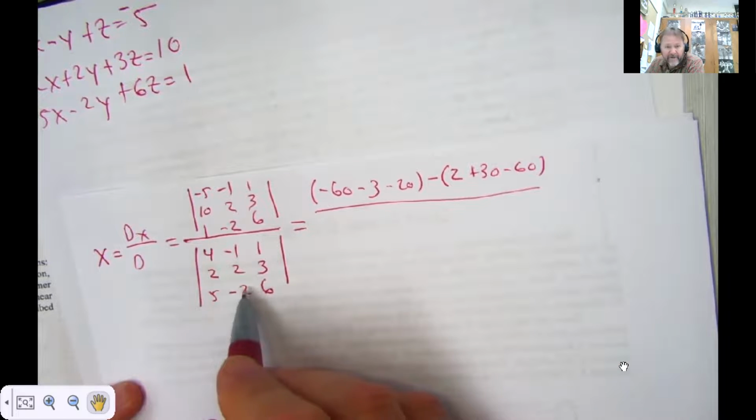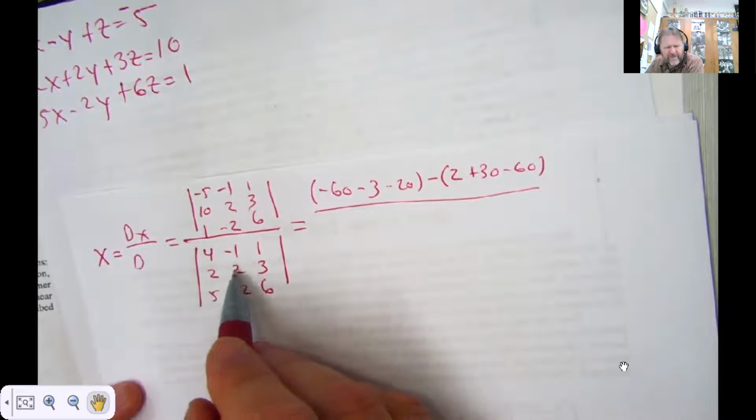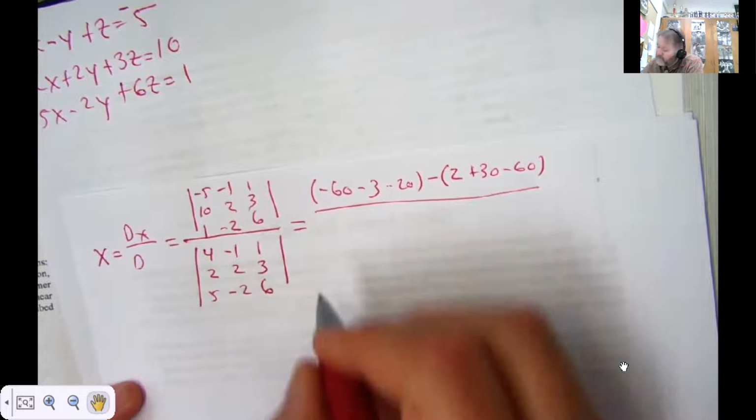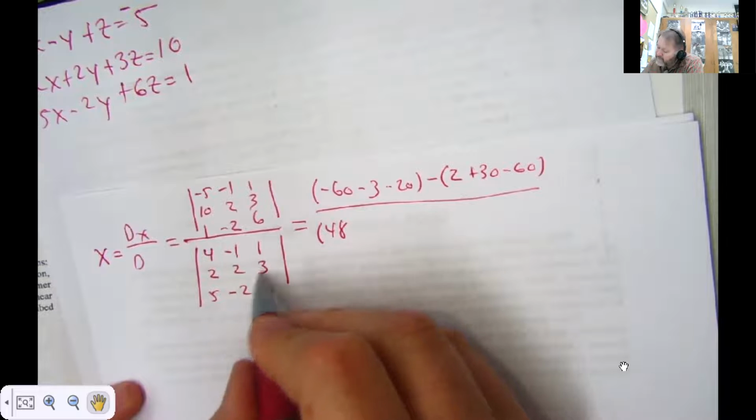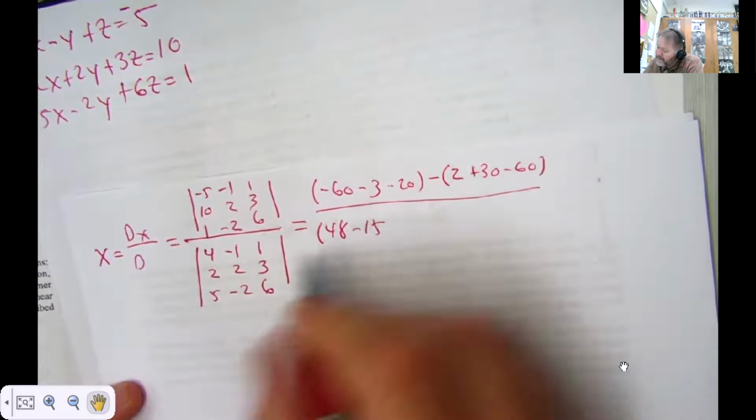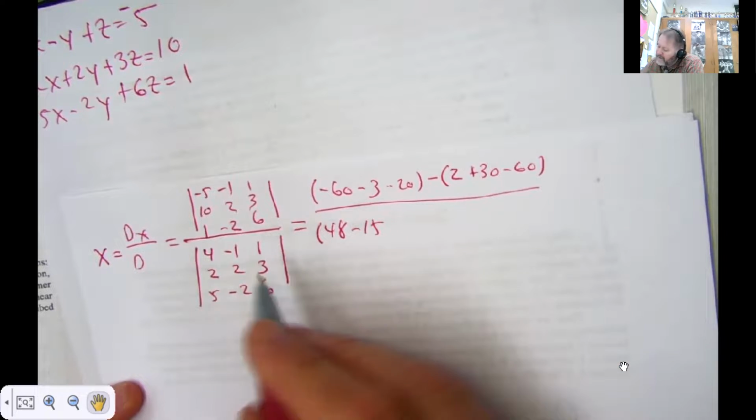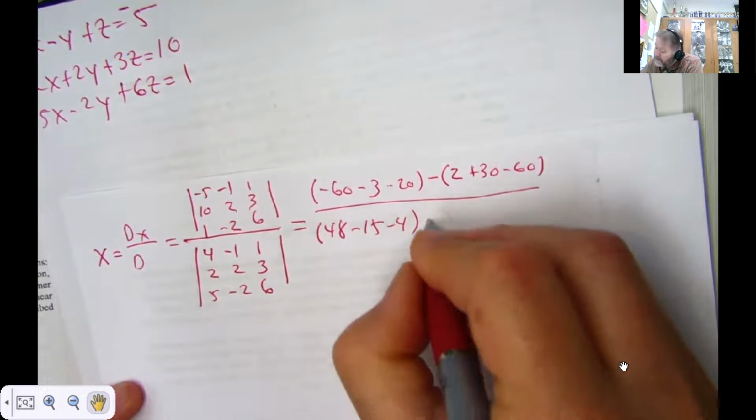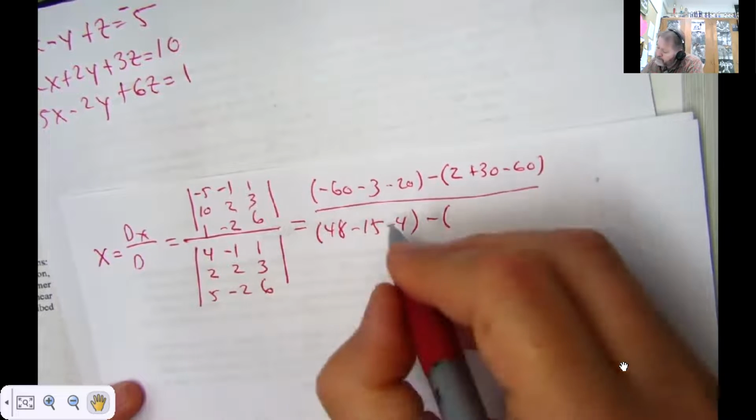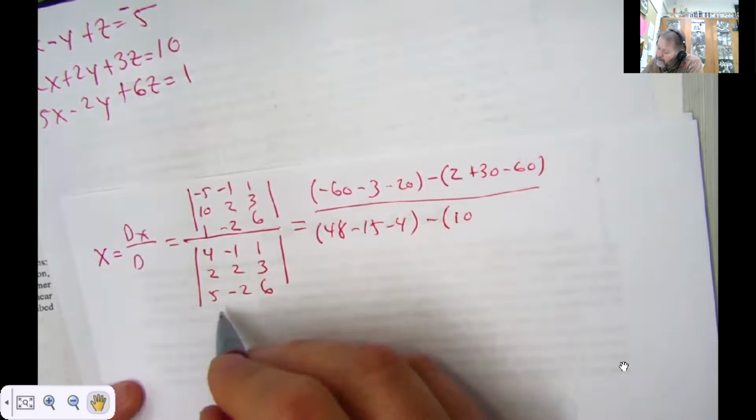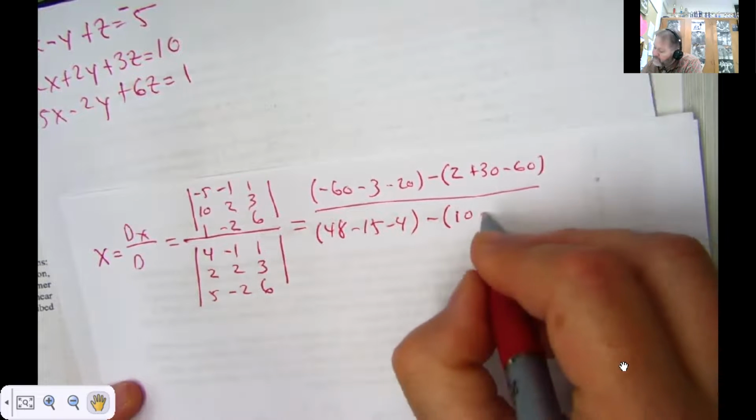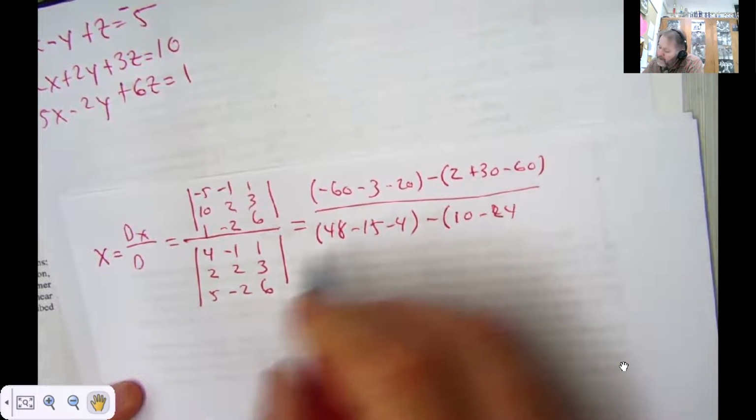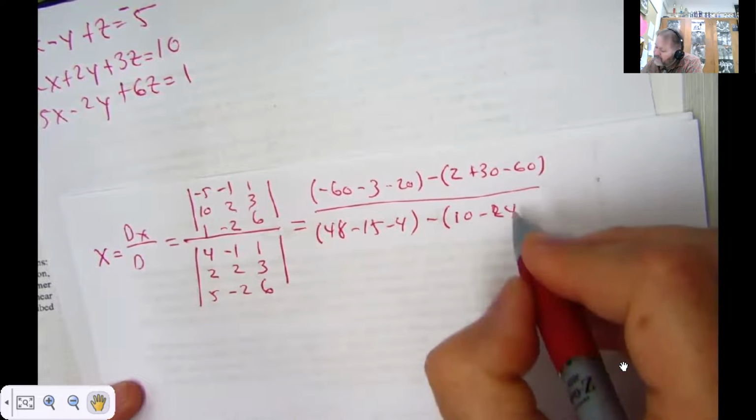I've got to go downhill minus uphill. So it's going to be 4 times 2 times 6, which is 8 times 6, 48. Negative 1 times 3 times 5 is negative 15. 2 times negative 2 times 1 is negative 4, minus 10. Negative 2 times 3 is negative 6. Negative 6 times 4 is negative 24. 2 times negative 1 times 6 is negative 12.